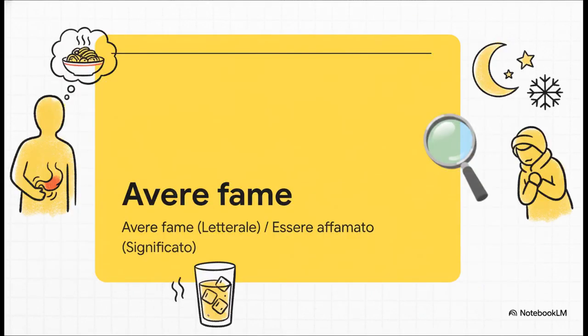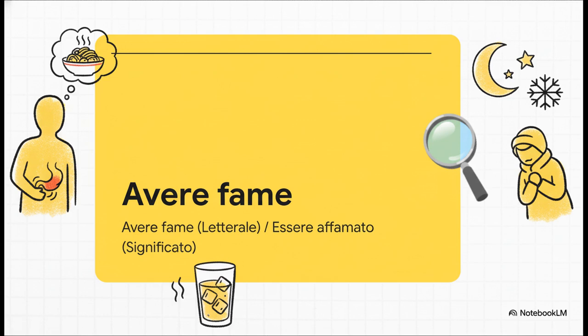And boom, here we are, back to our original puzzle about being hungry. In English, we say, I am hungry. It's a state of being. But in Italian, it's totally different. You say, io ho fame. Literally, I have hunger. This is such a cool and important difference.